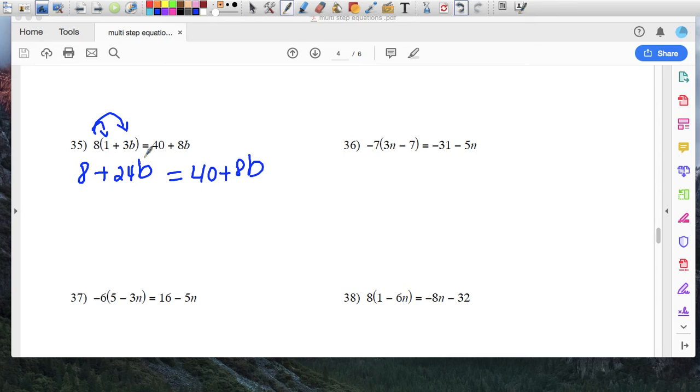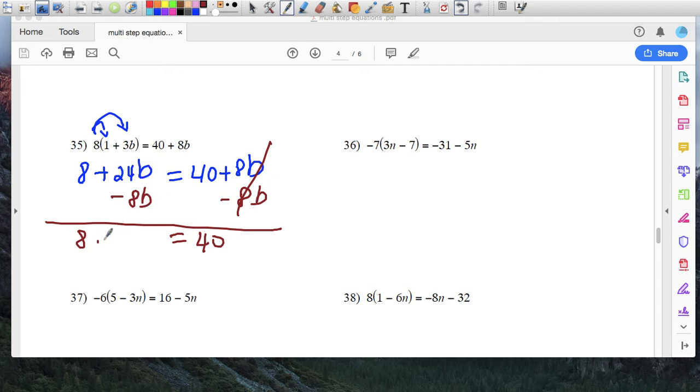There's a variable here and a variable here. Let's get rid of the 8b. To get rid of the 8b, I'm going to subtract 8b, and likewise subtract 8b on that side. So let's do that. These two go to 0. 40 comes down. 8 comes down. And then 24b minus 8b is positive 16b.